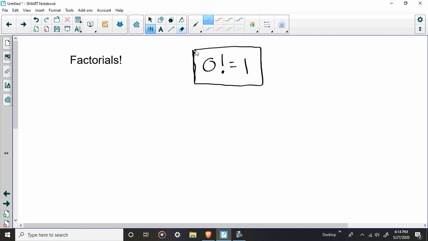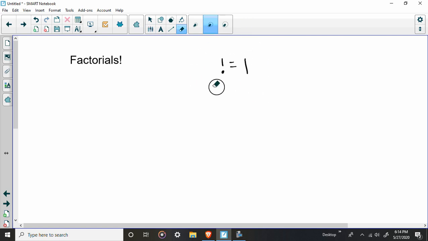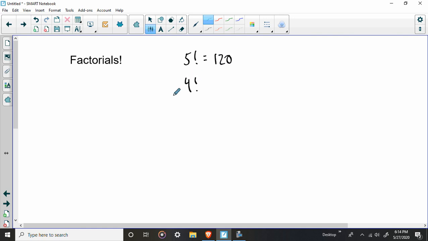Why? And again, if you have no interest in knowing why, you can turn this off right now and get to work on IXL. But let's talk about it. So we said that 5 factorial was 120, right? 4 factorial, well, that's 4 times 3 times 2 times 1, which is 4 times 3 is 12. 12 times 2 is 24.